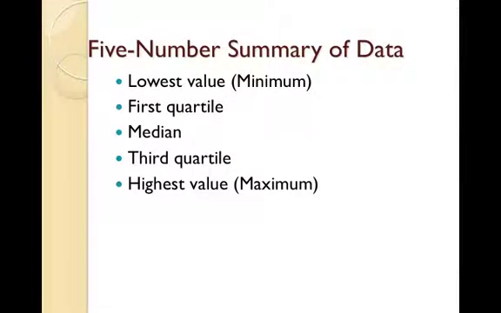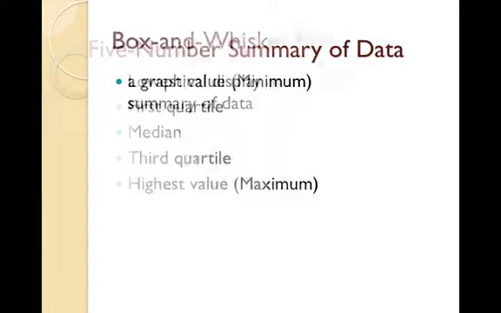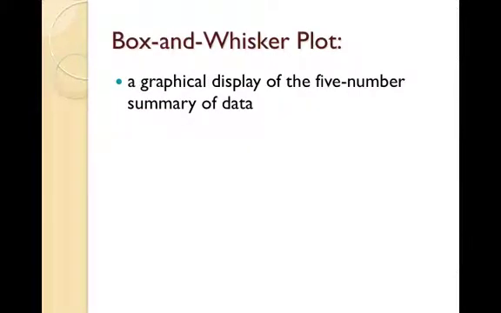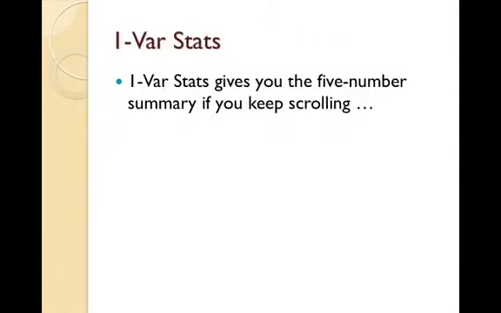All right, a good way to summarize the data is by giving something called the 5-number summary. You're going to give the lowest value, the minimum, the first quartile, the median, the third quartile, and then the highest value, the maximum. A graphical display of the 5-number summary of data is called the Box-and-Whisker plot. One-var stats is another way to find those values of the minimum, maximum, first quartile, median, and third quartile, or you can always find them by hand like we talked about just prior to this.